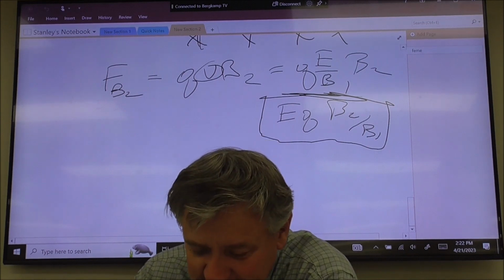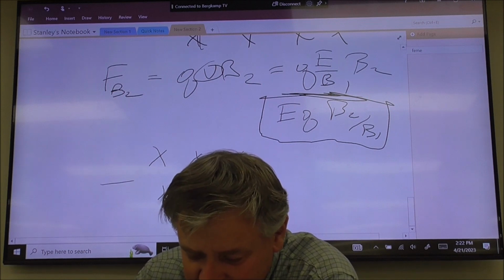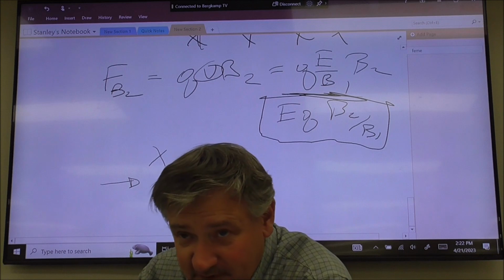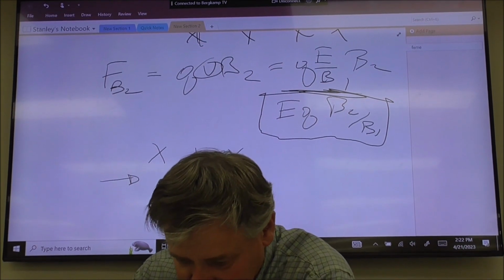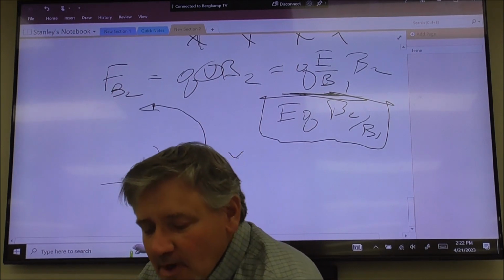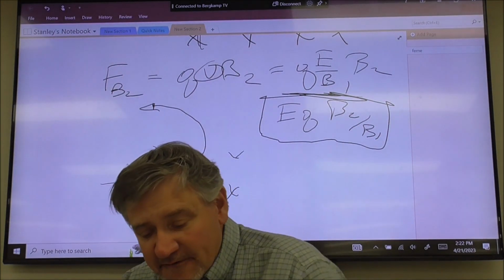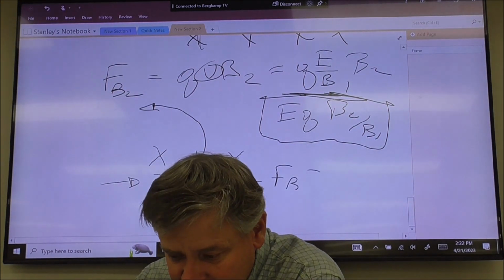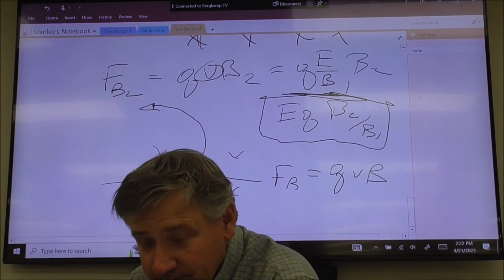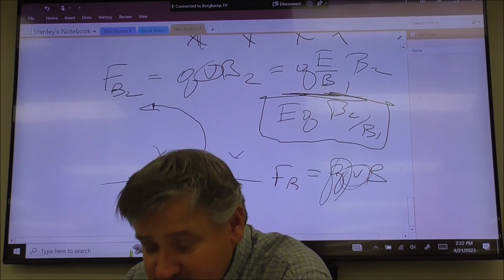So here's the magnetic field. This positively charged particle is going to come into it. So what's it initially going to feel? An upward force. So that force, FB, is going to be QVB, right? True?